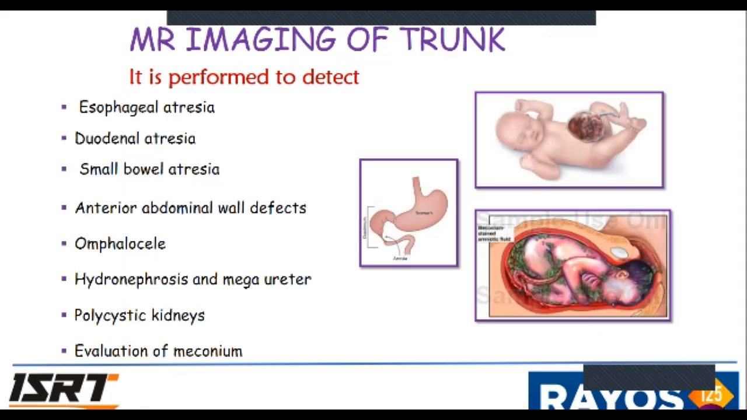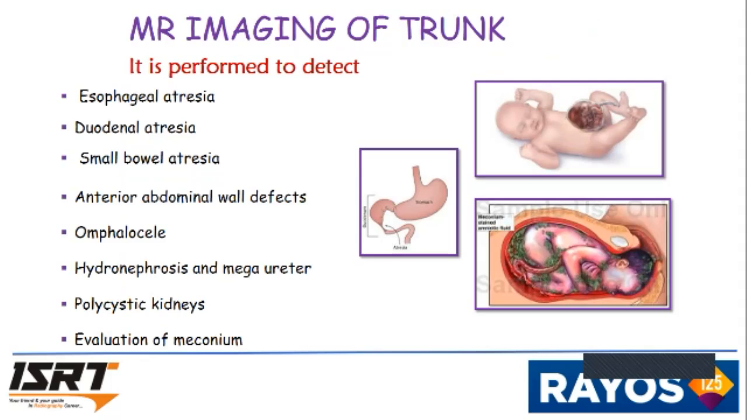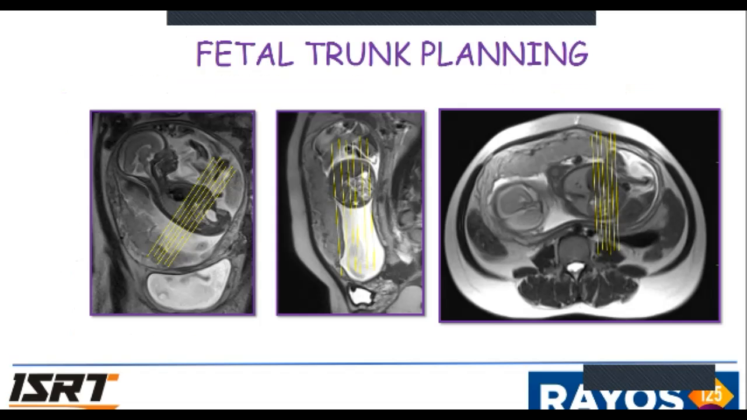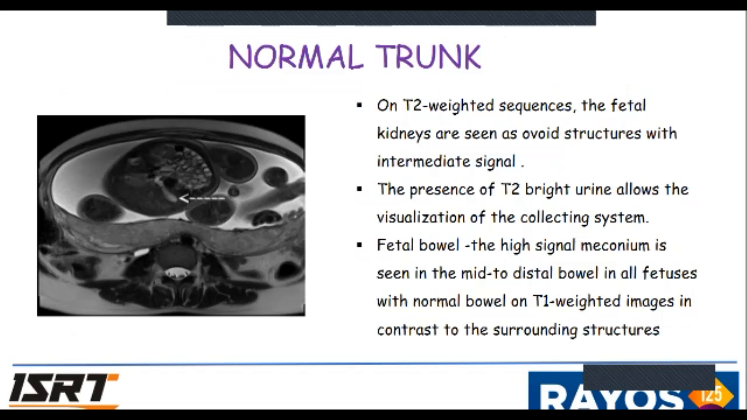MRI imaging of the fetal trunk is performed mainly to detect esophageal atresia, duodenal atresia, small bowel atresia, anterior abdominal wall defects, omphalocele, hydronephrosis and megaureter, polycystic kidneys, and evaluation of the meconium. For the fetal trunk, axial planning is done on coronal and sagittal, perpendicular to the abdomen, whereas sagittal planning is done parallel to the abdomen.